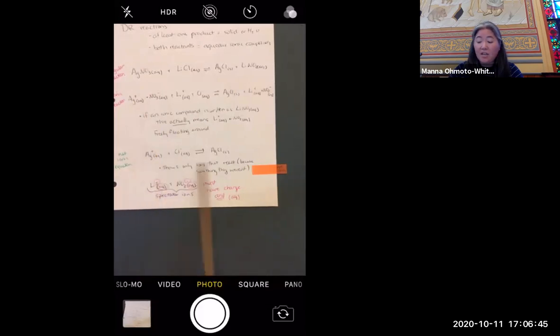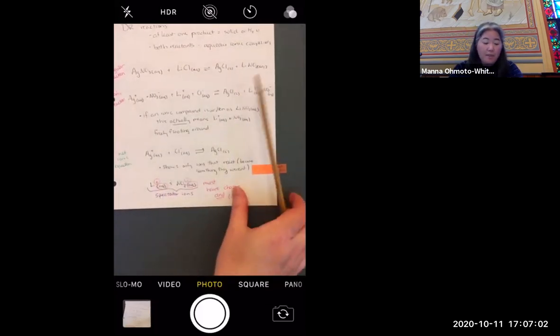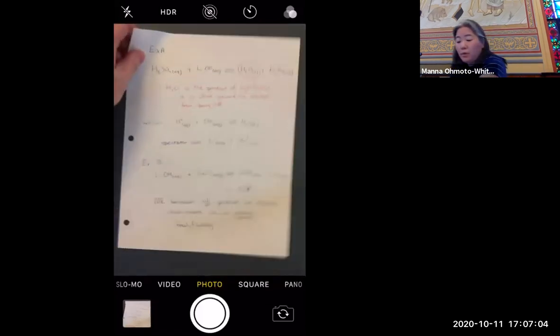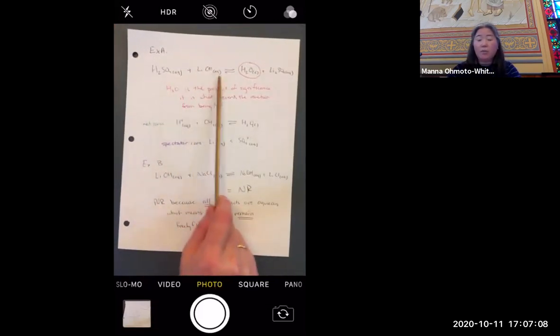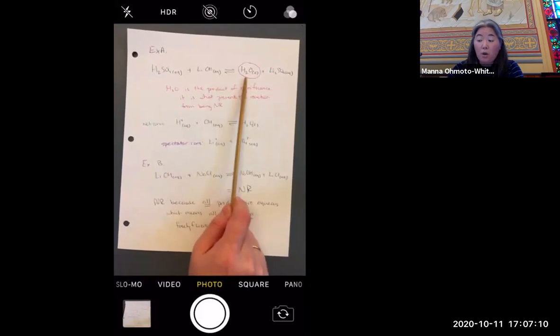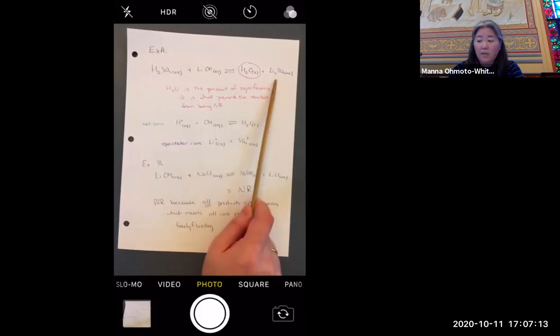The net ionic equation would be a combination of saying the ions that actually do react, so they start out with aqueous ions, and they create a solid, and listing the spectator ions, remembering that the spectator ions have to have their charge, and AQ as a subscript. So my first example is sulfuric acid plus lithium hydroxide, both of them are aqueous, creating water and lithium sulfate aqueous.